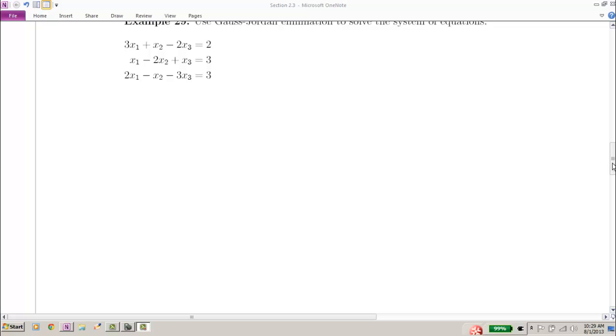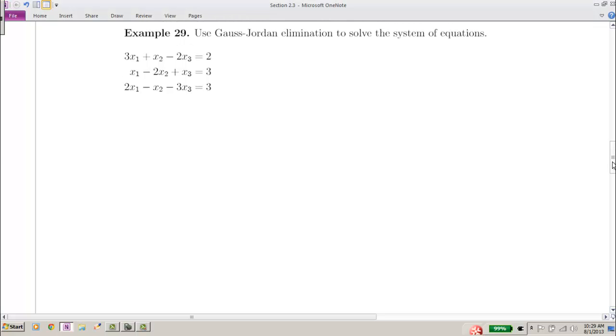All right, in example 29, we're going to solve this 3x3 system of equations using Gauss-Jordan elimination. Basically the same strategy we employed for those 2x2 systems in the last section. And our first step, as you know, is to write the matrix that represents the system.